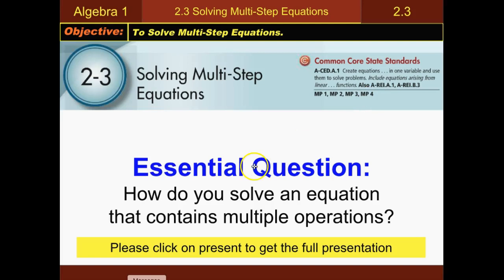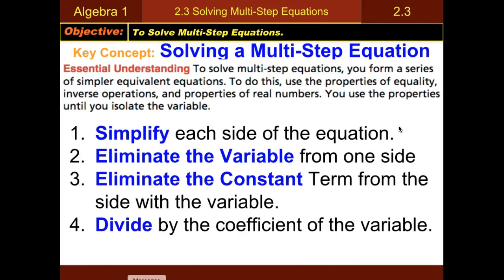So our essential question here is, how do you solve an equation that contains multiple operations? And it's the same question and the same answer as 2.2. You take it one step at a time. All right, and that's what we're going to focus on. Here we'll have that extra step in the beginning, which will be essentially doing the simplification.